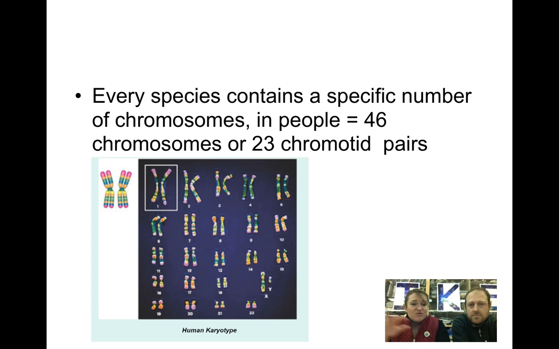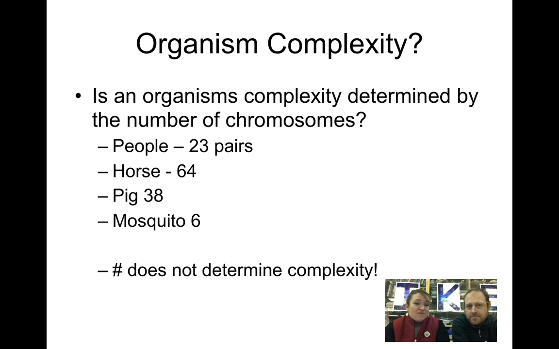Every species has a specific number of chromosomes. People have 23 pairs or 46 total. Here's a picture of the human karyotype. They've color-coded it to signify different parts of it. But not all animals have that amount. In fact, every animal basically has different amounts, or even if they're the same as us, they're different.